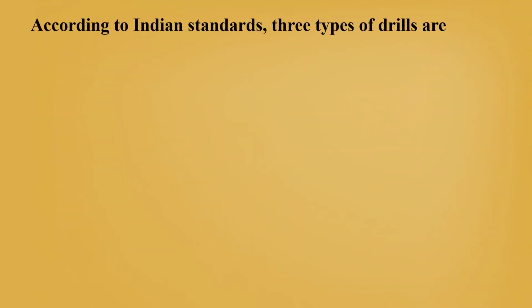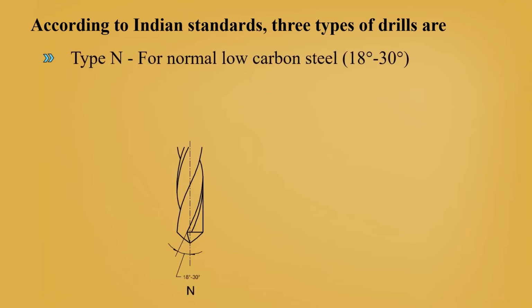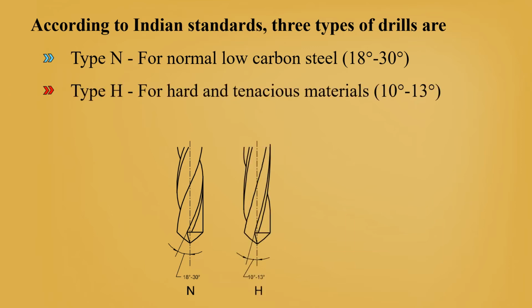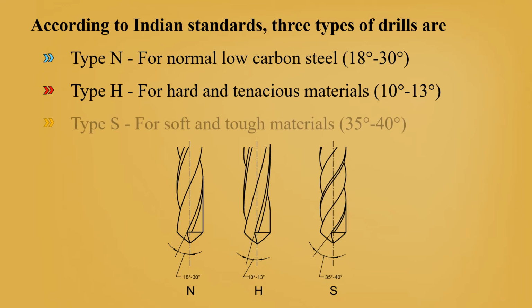According to Indian standards, three types of drills are: Type N for normal low carbon steel, 18 degrees to 30 degrees. Type H for hard and tenacious materials, 10 degrees to 13 degrees. Type S for soft and tough materials, 35 degrees to 40 degrees.